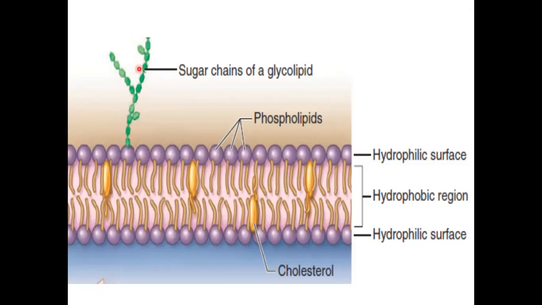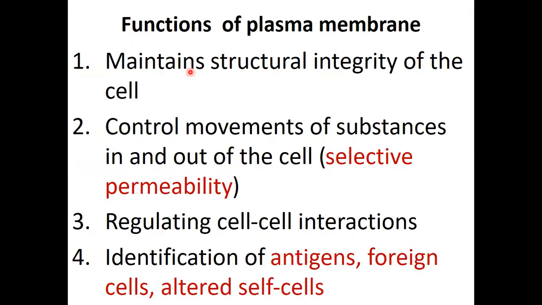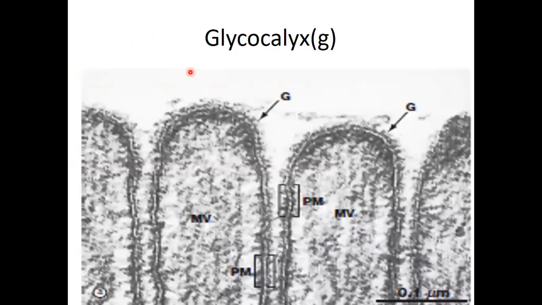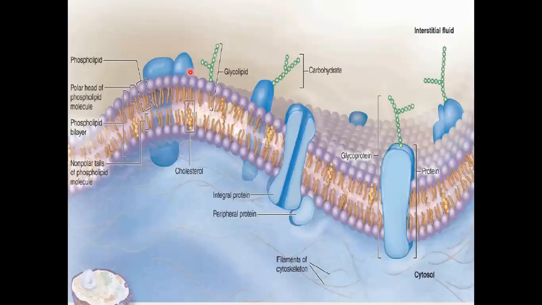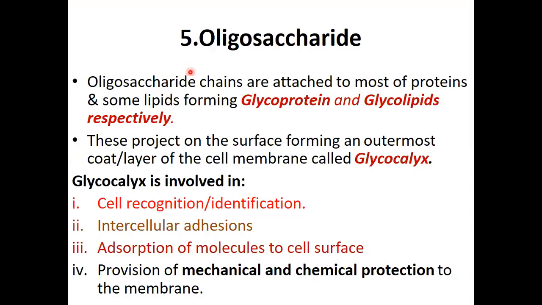So we see that any substance or cell or any particle that wants to interact with the cell membrane must first of all interact with the glycocalyx. And that's why now we're saying the glycocalyx is the first layer of the cell membrane through which various cells will interact with that particular cell. So among the functions of this glycocalyx is cell recognition.